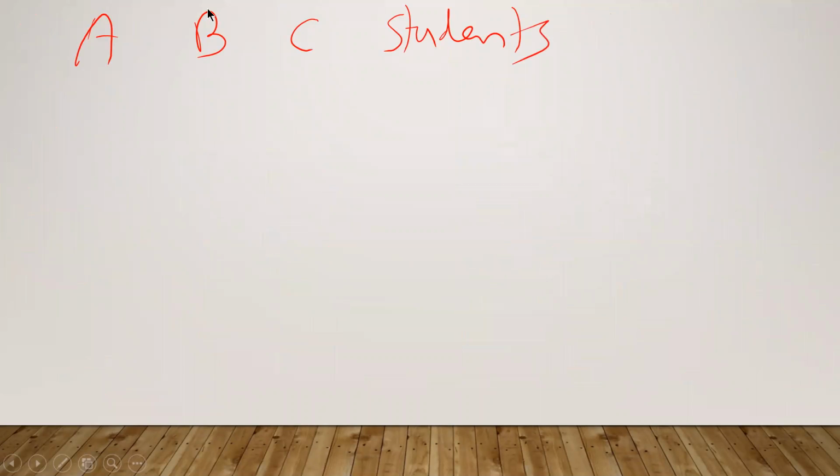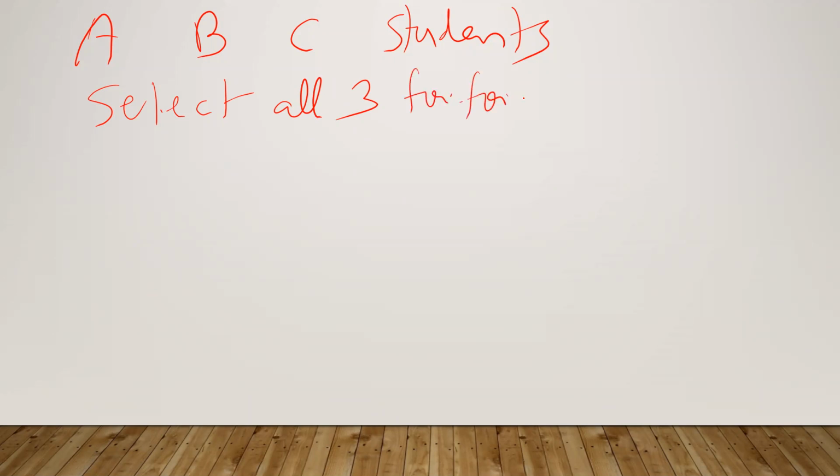Out of these 3 students, I have to select all of them and form a group or a committee. I'm only selecting and not arranging them. Remember that. In combination, we only select and form a group or committee. We don't put them in order. So what is my question? Out of these 3 students, I want to select all 3 and form a group. How many groups will be possible? All 3 for forming a group or committee. I want to select all of them. So only one committee will be there in which all of them are there.